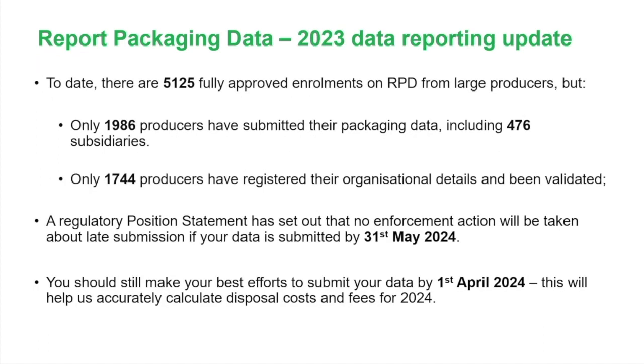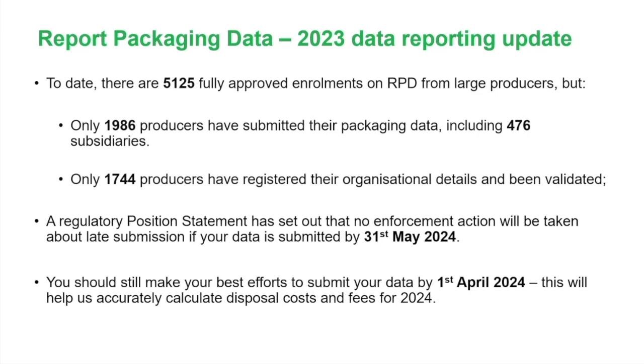So just a little bit of information here about where we are. So to date, we've got 5,125. That's as of the 14th of February, so it's likely crept up a little bit now. But just over 5,000 fully approved enrolments on RPD from large producers. That's around the figure where there is a little bit of uncertainty this year, for 2023, as to exactly how many producers will be obligated. But we think it's probably a little bit north of that. So we do expect there's probably about 1,000 or more producers out there that haven't yet enrolled in RPD. We'd urge you to do so.